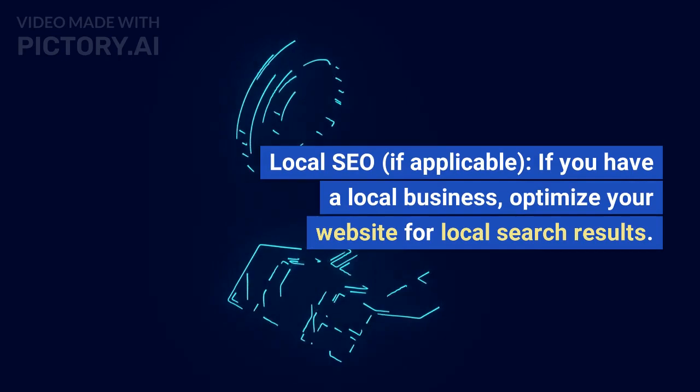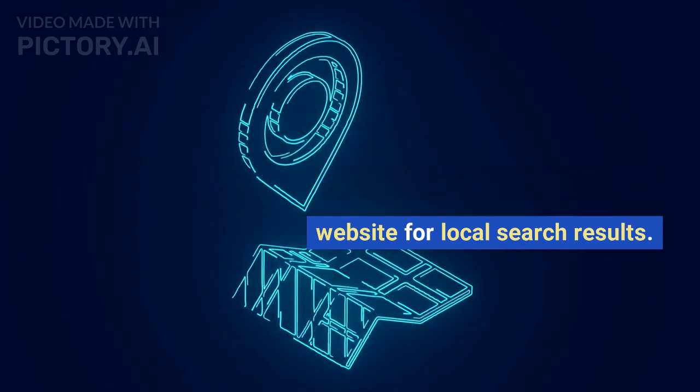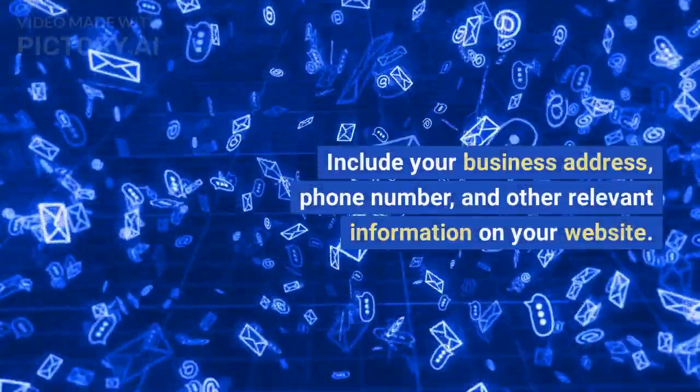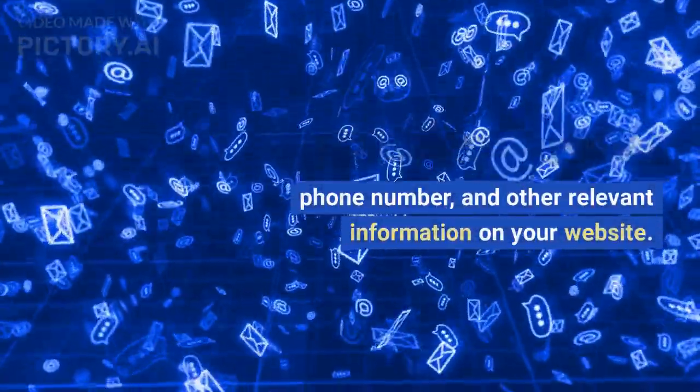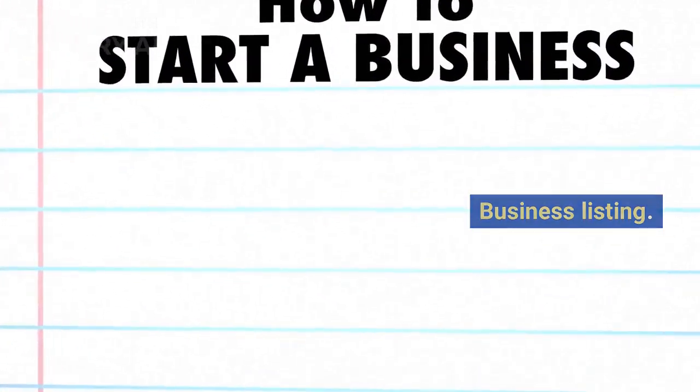Local SEO, if applicable. If you have a local business, optimize your website for local search results. Include your business address, phone number, and other relevant information on your website. Create and optimize your Google My Business listing.